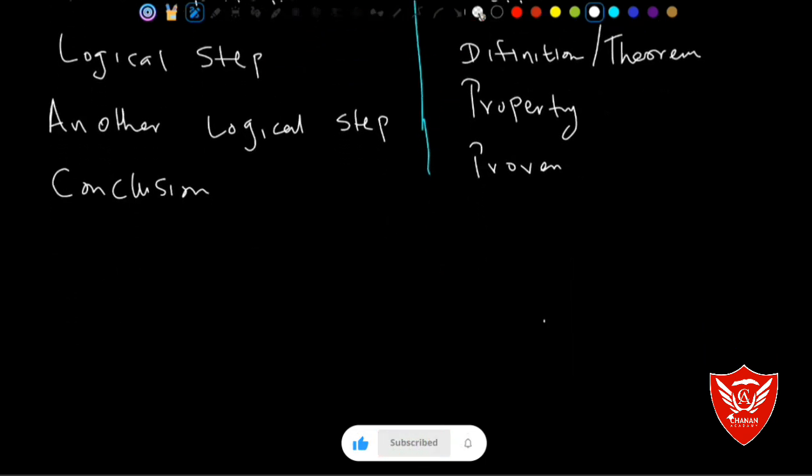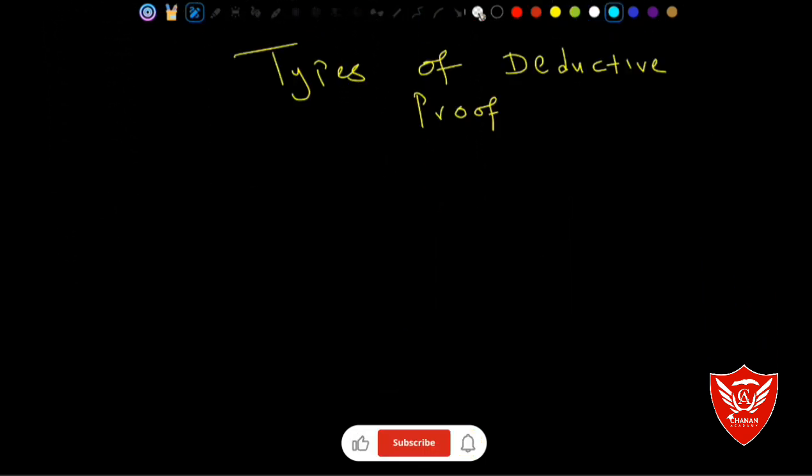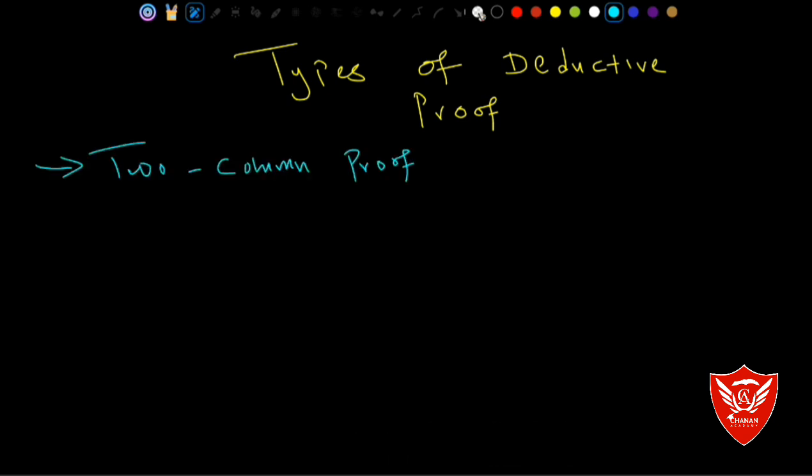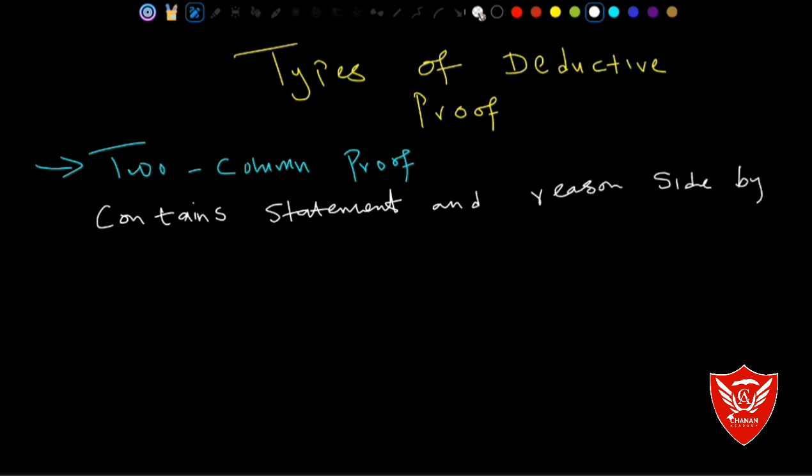Alright, so let's talk about types of deductive proof. The first type of deductive proof we are going to talk about is the two-column proof. So the two-column proof contains statement and reason side by side.